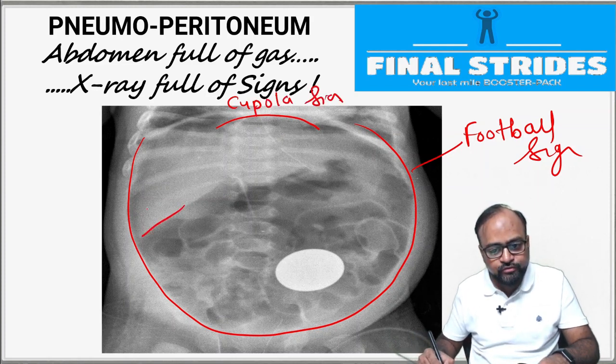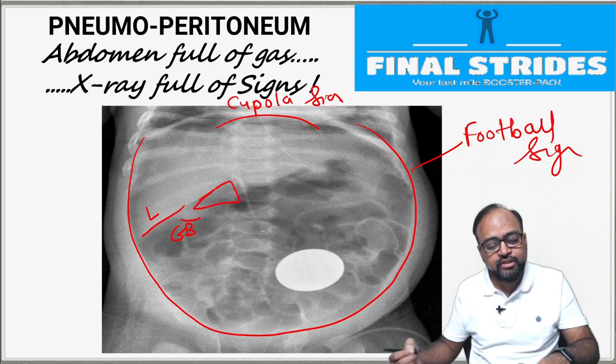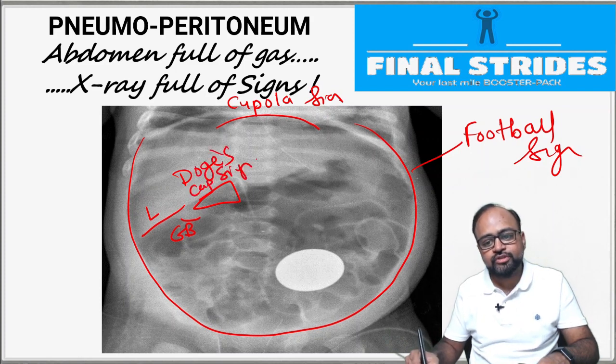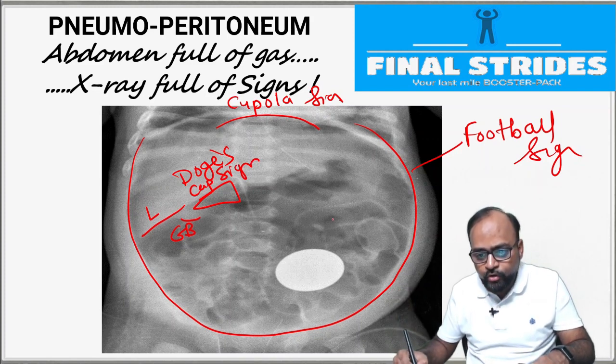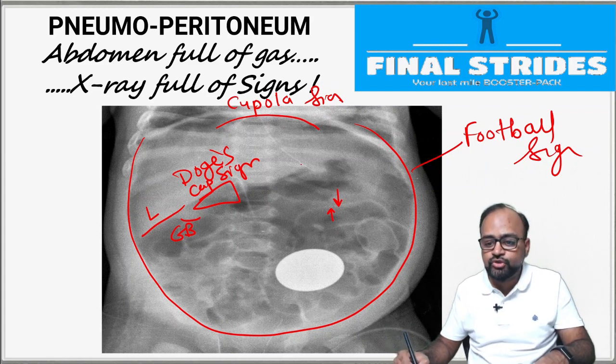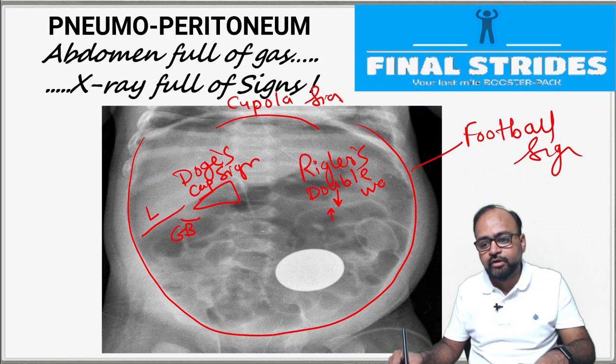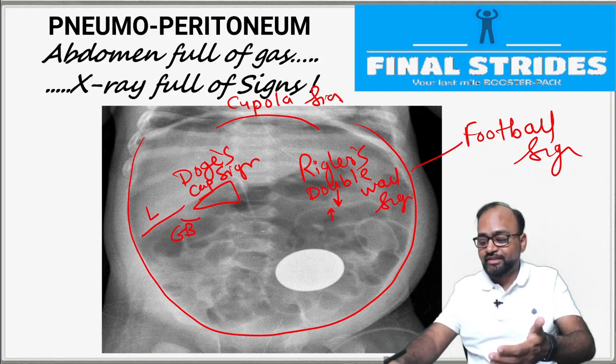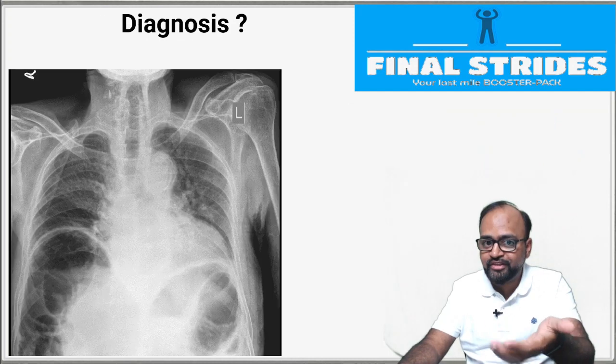You see a sharp margin of the liver, that is called liver edge sign. You see a sharp margin of the gallbladder, that is called the gallbladder edge sign, right? You see a triangular shaped lucency in the region of the Morrison's pouch. This is what is called the Doge's cap sign, right? If you look at a bowel, you are able to see the inner mucosal wall as well as the outer serosal wall very well. This is what is called Rigler's double wall sign. So these are all various signs which have been described on supine abdomen radiographs in pneumoperitoneum.